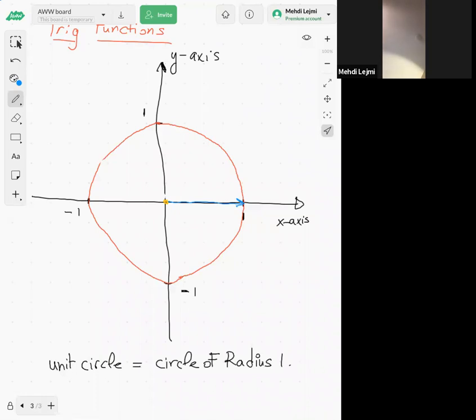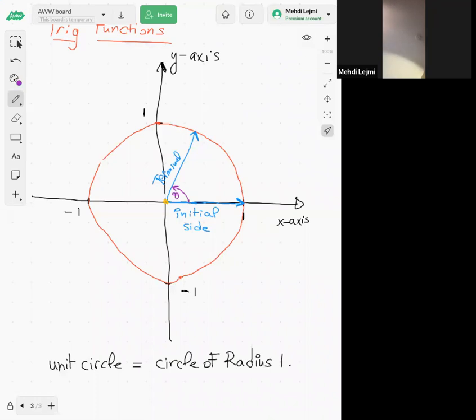I mean, it's fine. So I'm gonna take this initial side, this one here. And let's say somewhere here will be my terminal side. Of course, if you go from the initial side to the terminal side, you get your angle theta. So from my initial side to the terminal side, that will be my angle theta.